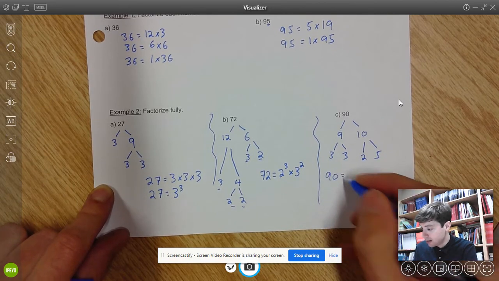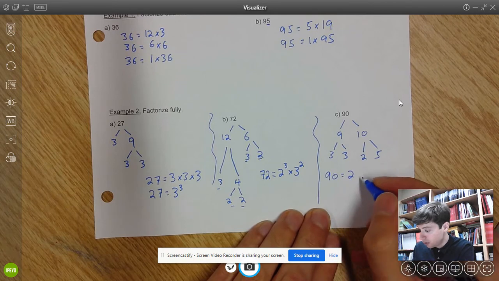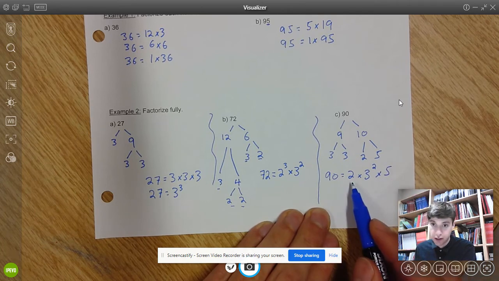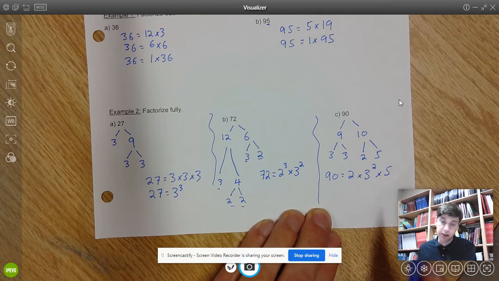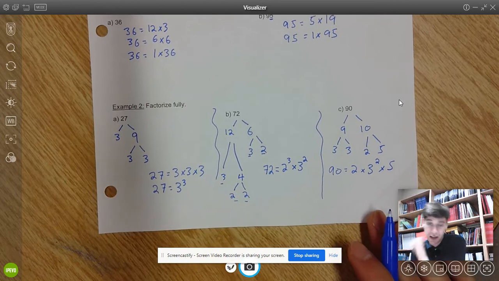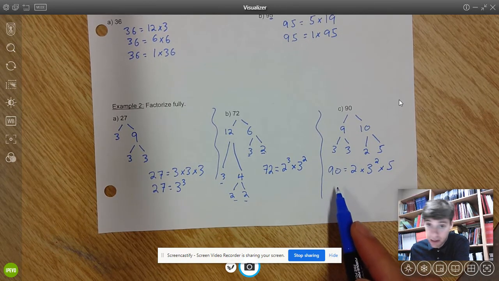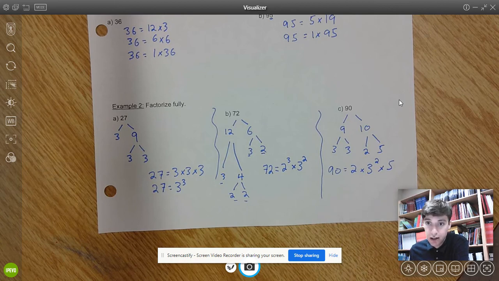So 90 equals 2. There's 1 2 at the end of a branch. I've got 2 3's, so I can write 3 squared, and then 5. It's usually convention to write this from the smallest prime factor to the largest, but that's an example of factorizing fully. So factoring means to take a number and to write it as a product.